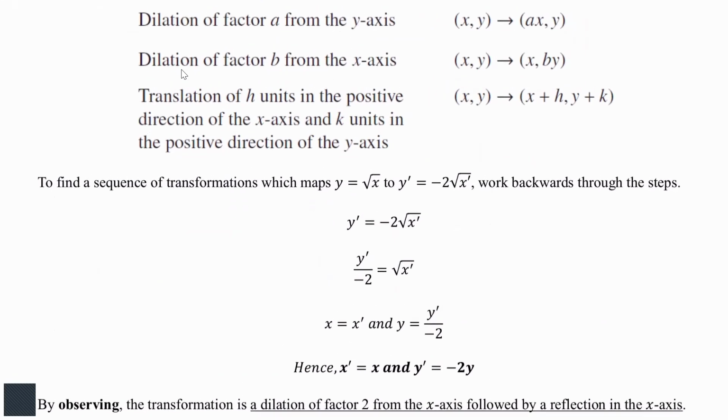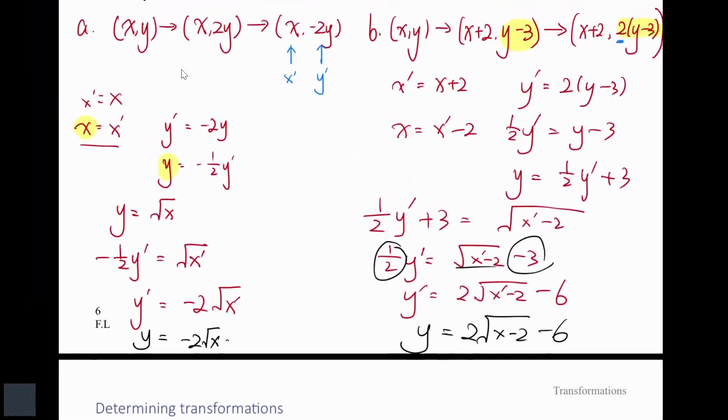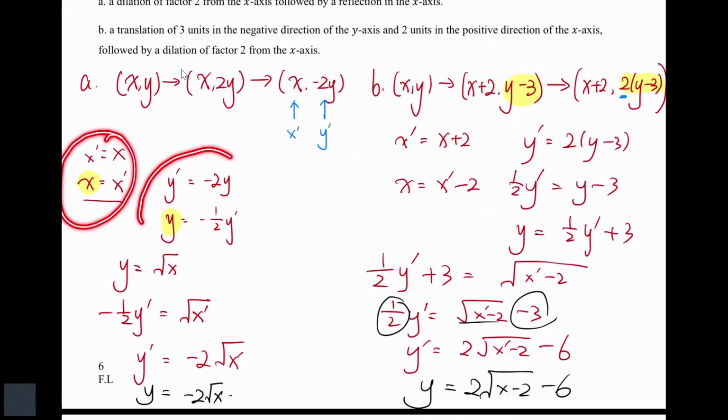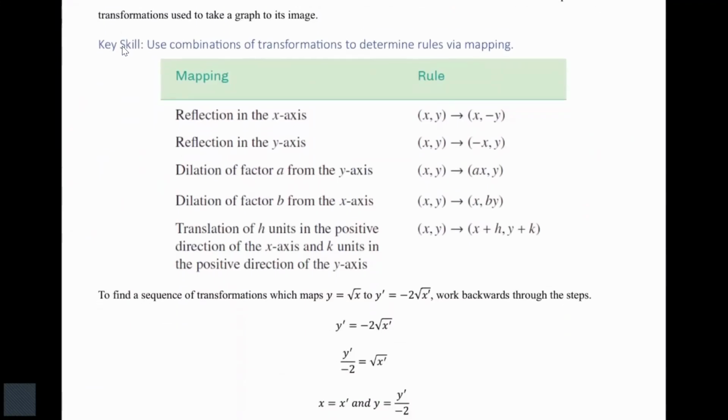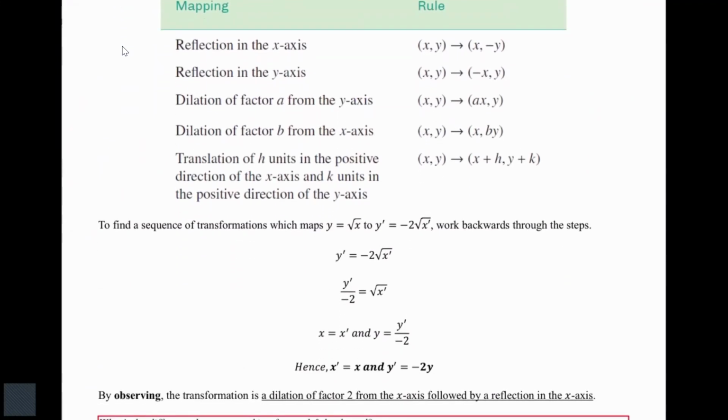Now, for example, I ask you to find a sequence of transformations that maps y equals square root of x to y dash equals -2 square root of x dash, and work backwards through the following steps. Before, we were looking for some sort of relationship between x dash and x, y dash and y. This idea is still the same. We're still looking for some relationship between y dash and y, x dash and x. But this time we're working backwards.